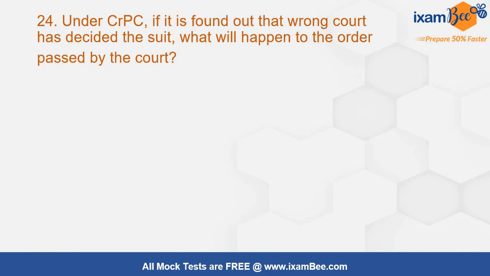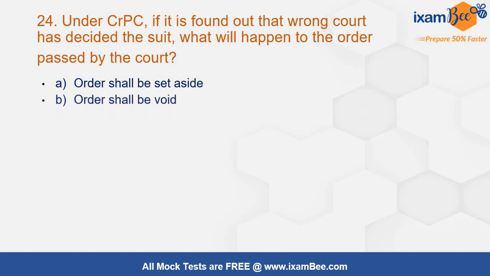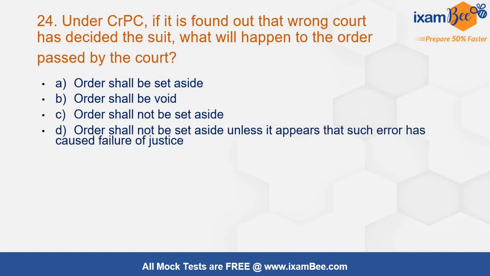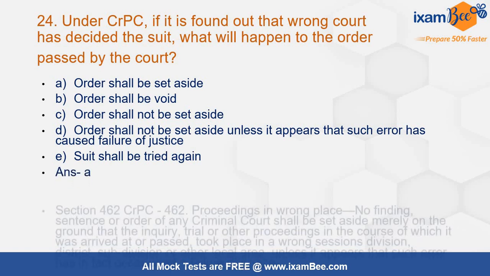Under CRPC it is found out that wrong court has decided the suit. Then what will happen to the order that is passed by the court? Order shall be set aside, order shall be void, order shall not be set aside. Order shall not be set aside unless it appears that such error has caused some failure of justice. Suit shall be tried again. Answer is A. Order shall be set aside.